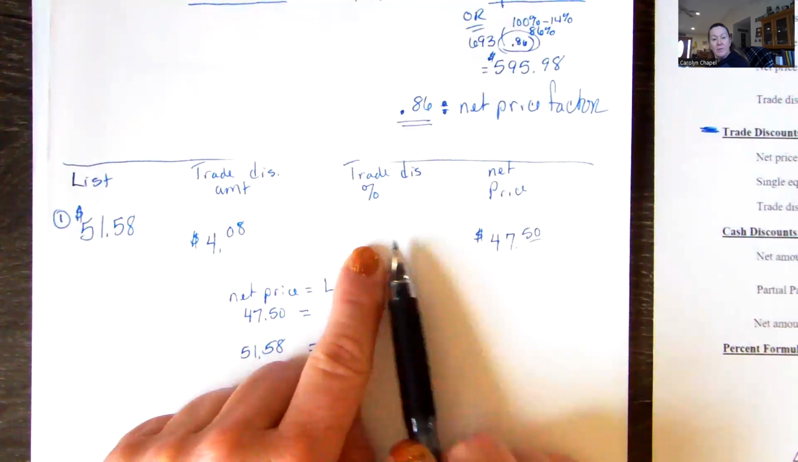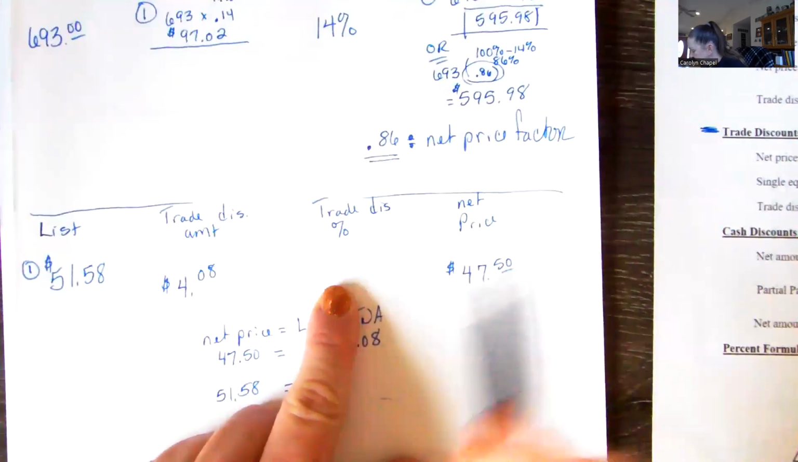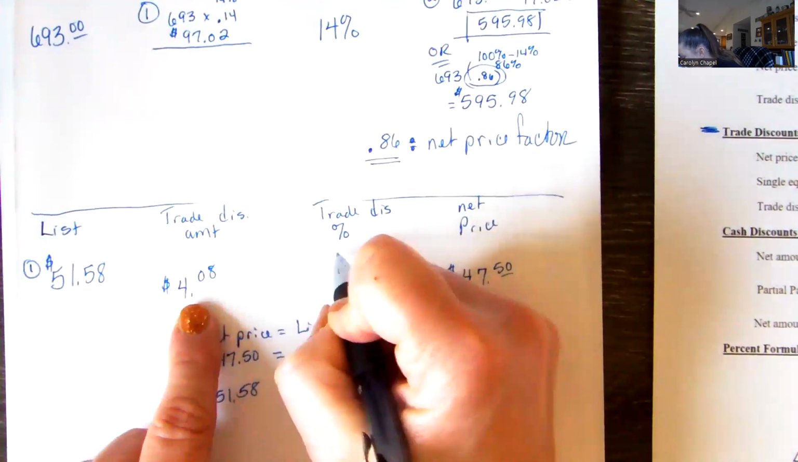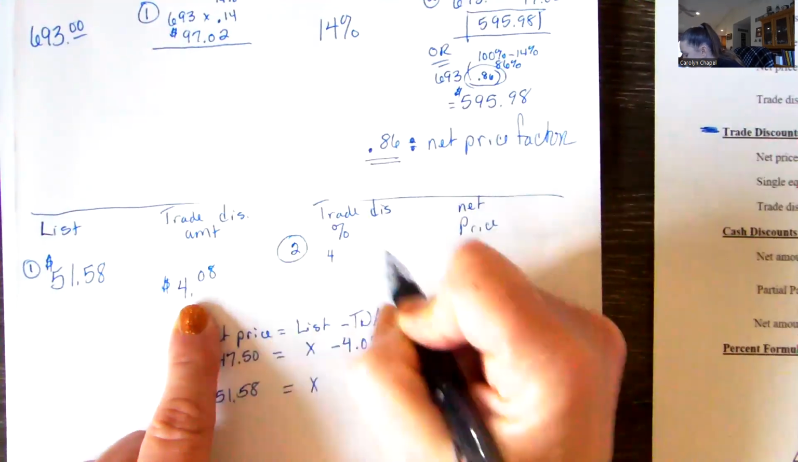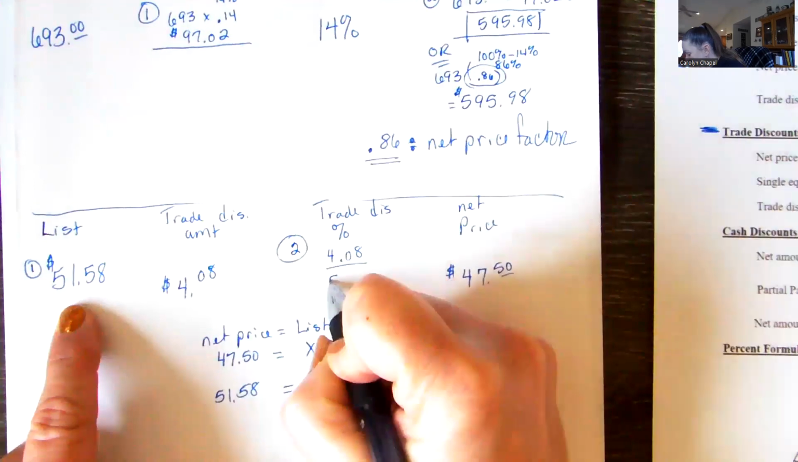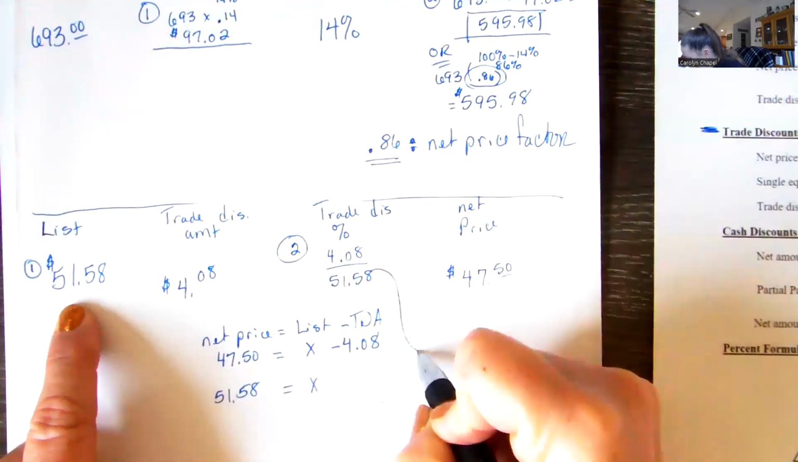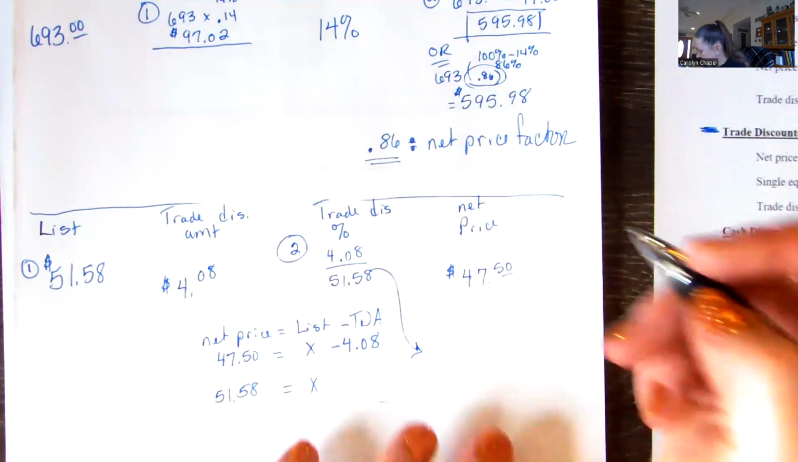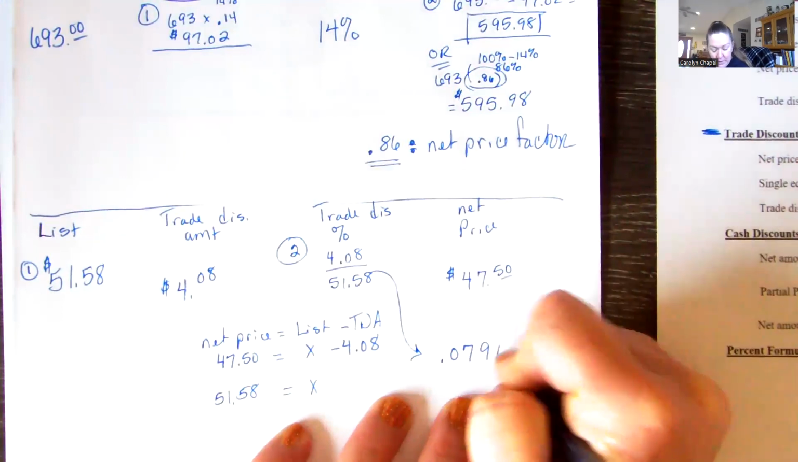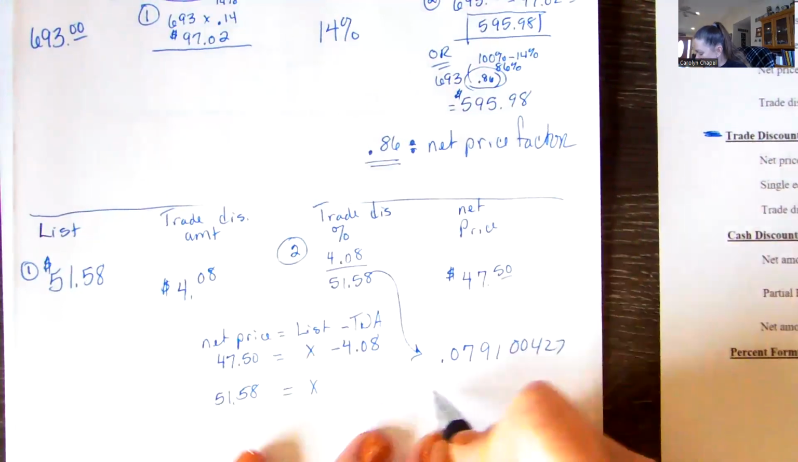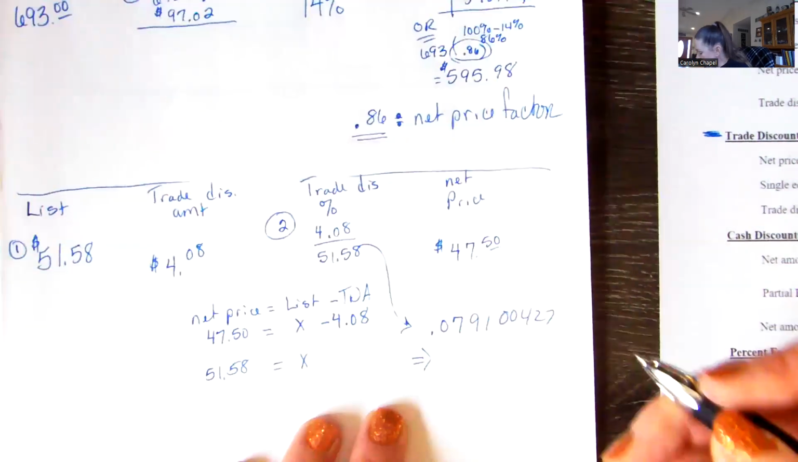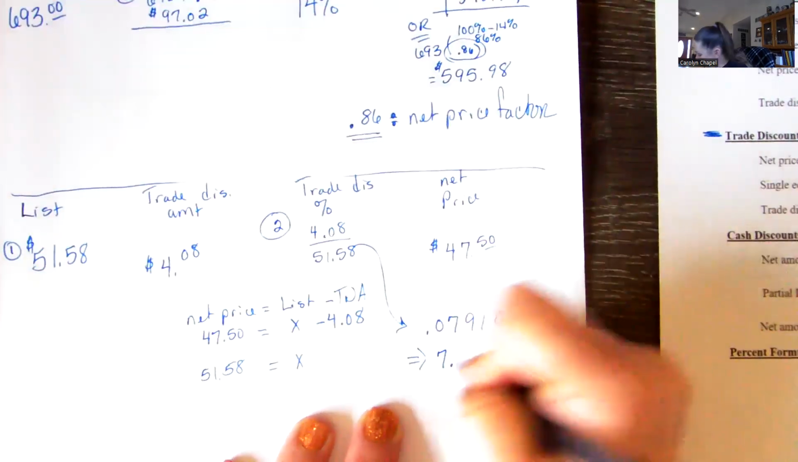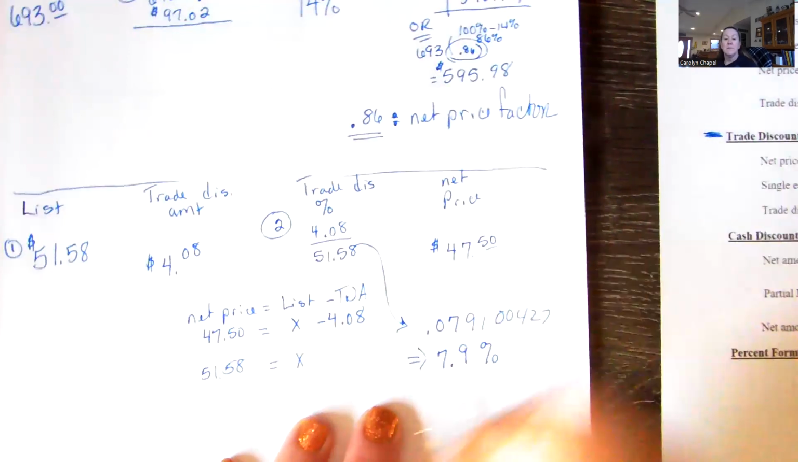Now we have everything we need for that trade discount percent, which, from the formula, is the amount of discount divided by our list. Kind of put an arrow there so you can see what we get. So 4.08 divided by 51.58, and I have 0.079100427. So as a percentage, we get 7.9 if I just went to 1 decimal percent.